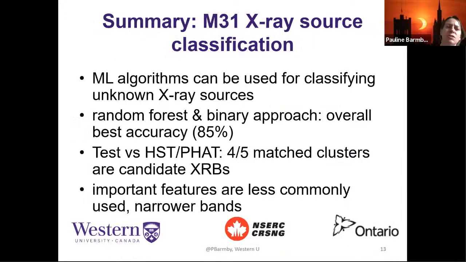And so the conclusions here are that machine learning algorithms can be used to classify unknown X-ray sources, even with a relatively small training set. The accuracy is not the 99% that you might hope for in more mission critical observations, but it's also not terrible. An interesting thing to point out is that the less commonly used narrower X-ray bands seem to give better discrimination between different categories of objects. So thank you very much.